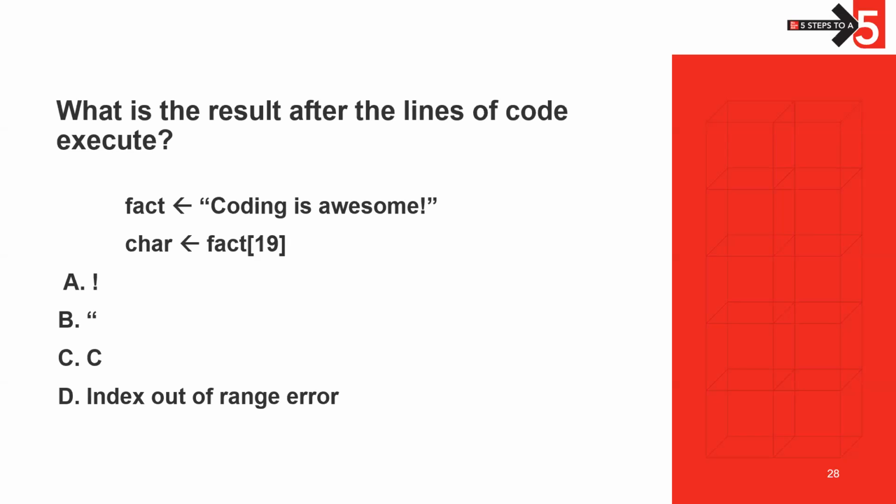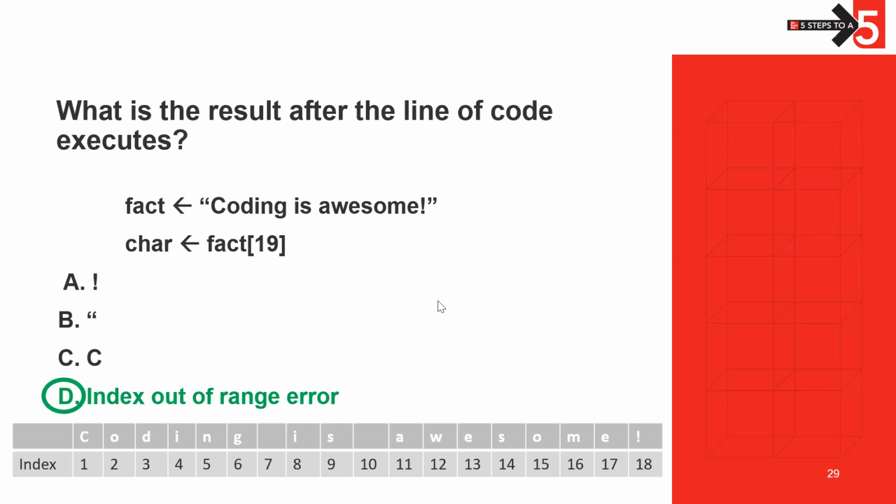All right, and that is approximately a minute. So if we can see any results. All right, there we go. And here is the correct answer. It is D, index out of range. So let's take a look at that one.